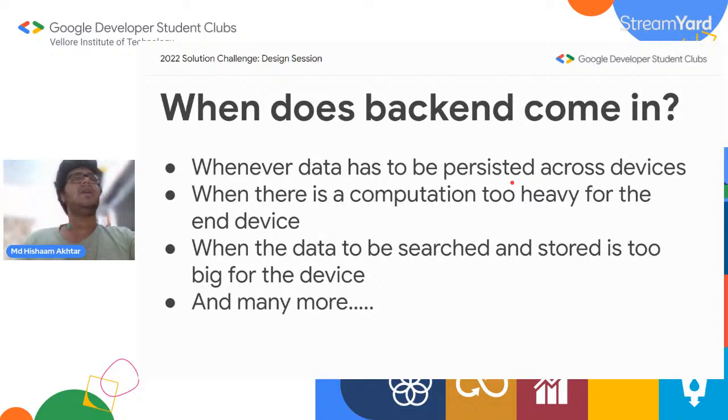This is pretty simple to understand. Suppose I have a journaling app, right? That's what we are talking about. I wouldn't want to lose all my journals if I switched phones, right? If I switched phones, I wouldn't want to lose all the journals that I had created over the last 5 years. So that data has to be stored somewhere outside my phone so that it can be retrieved from that place all the time. That is where the backend can come in.